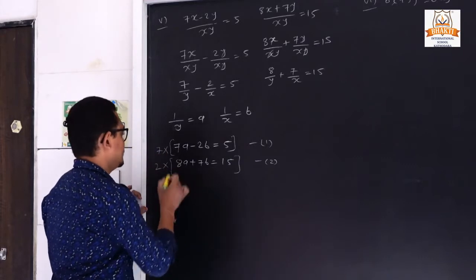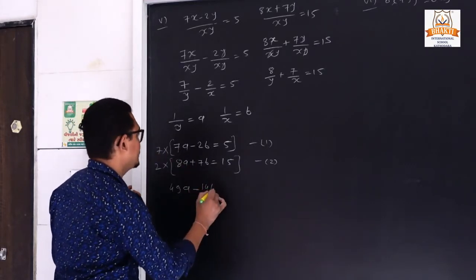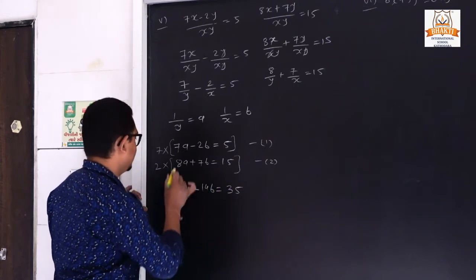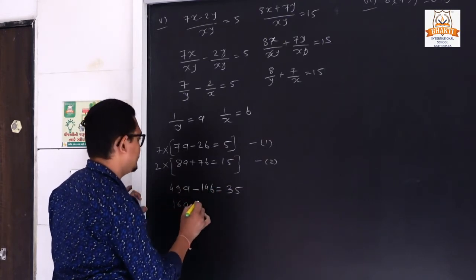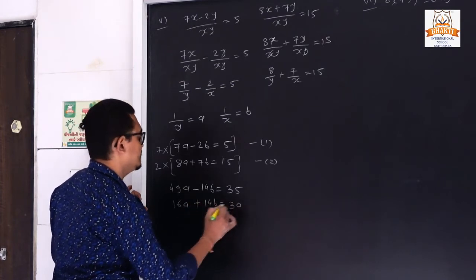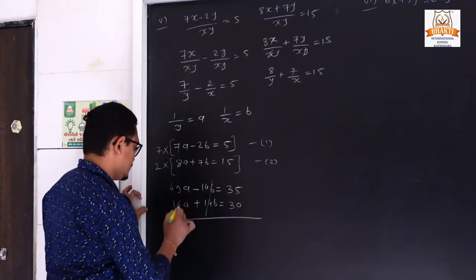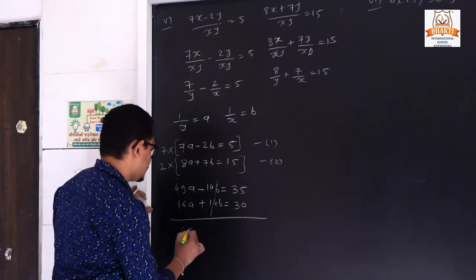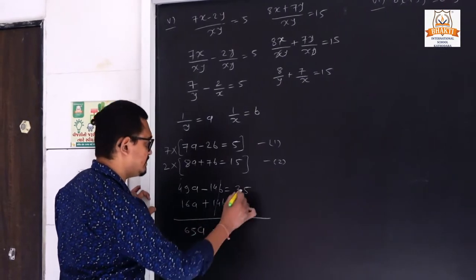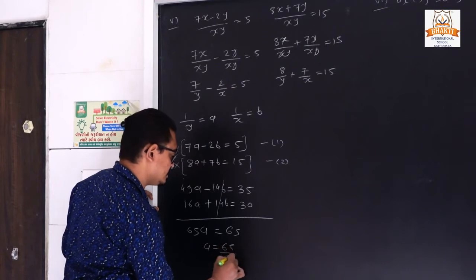Next, 7 7s are 49A, minus 14B is equal to 35, and 8 2s are 16A plus 14B is equal to 30. So these both are cut. So 49 plus 16 is 65, so 65A is equal to 65. So A is equal to 65 upon 65, it is 1.